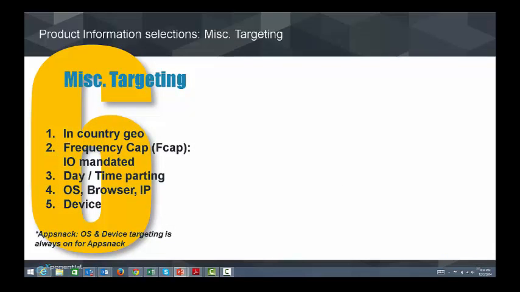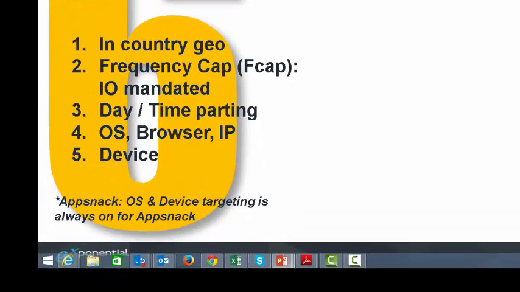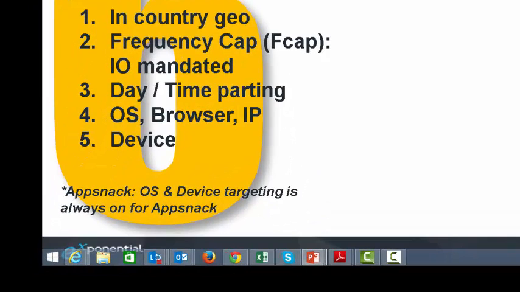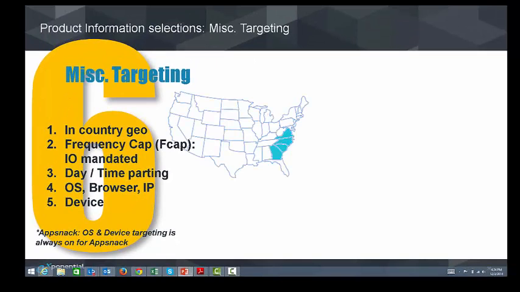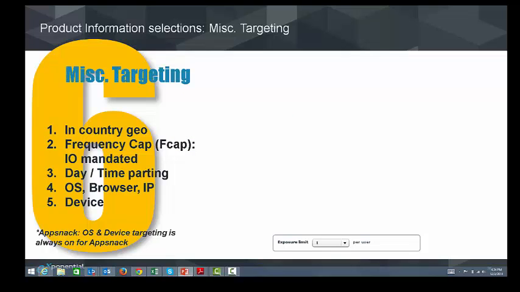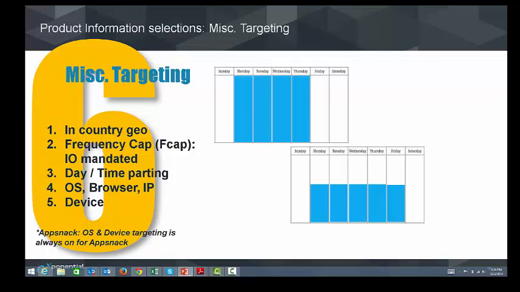Lastly is miscellaneous targeting. These are new to the product field dropdowns, and as you may have guessed, come from the rate card. A placement can have more than one of these targeting constraints on a given placement. First is in-country geo, which is a specific city or state within a country, like Paris, France. Frequency cap IO mandated is when a client specifies a certain frequency cap to be applied to the campaign.